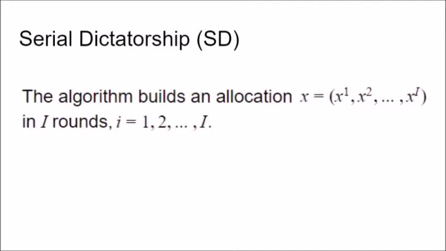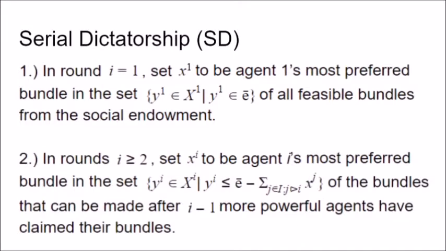And in general, this algorithm describes how allocations in a jungle economy work. So it proceeds forward in a few steps. We're going to go through those. First, in round 1, you will set x1, that is Agent 1's allocation, to be Agent 1's most preferred bundle in the set of all feasible bundles from the social endowment.